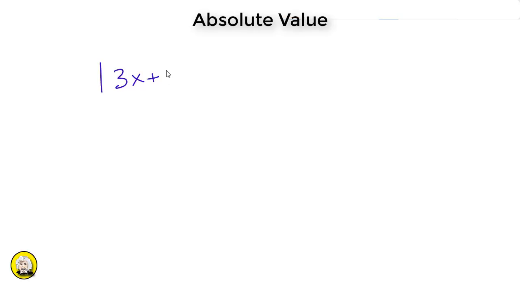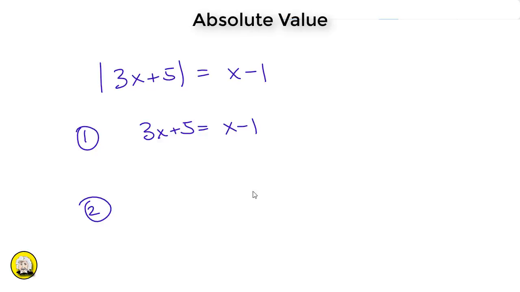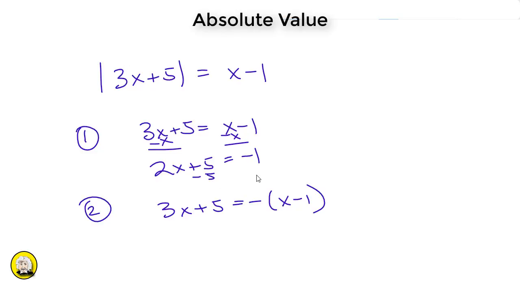Let's try another example. Again, I'm going to have my positive case solution and my negative case solution for every absolute value equality. So that's simply 3x plus 5 equals x minus 1, and 3x plus 5 equals the opposite of x minus 1. So first things first, I'll subtract x from both sides. And then I'll subtract 5 from both sides. And divide by 2 on both sides to isolate my x and eliminate that coefficient. X equals minus 3.